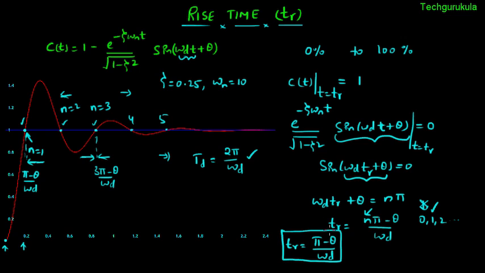For our discussion and understanding, rise time is for the first time when it goes from 0% to the final value. So that is given by pi minus theta by omega d.